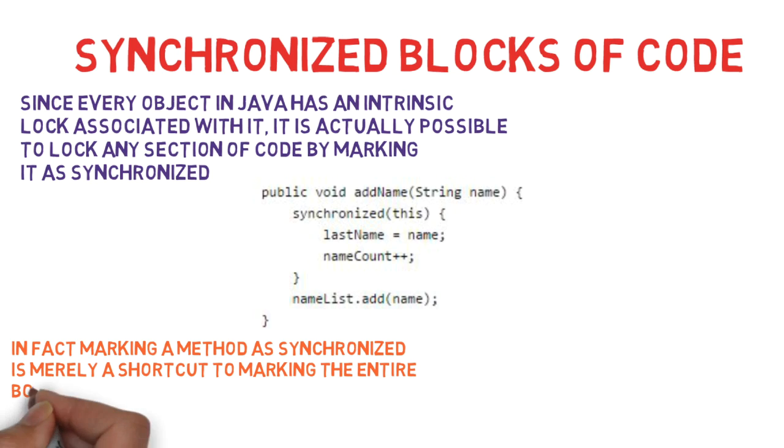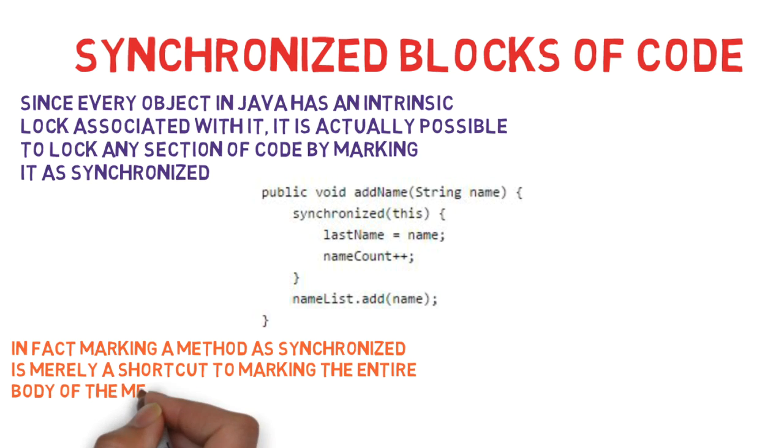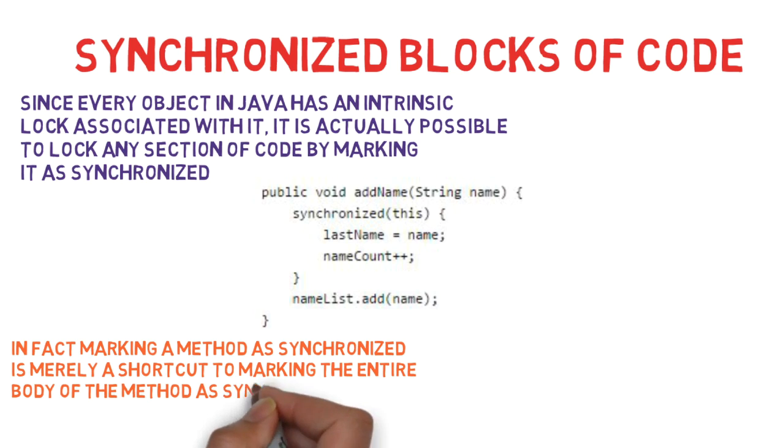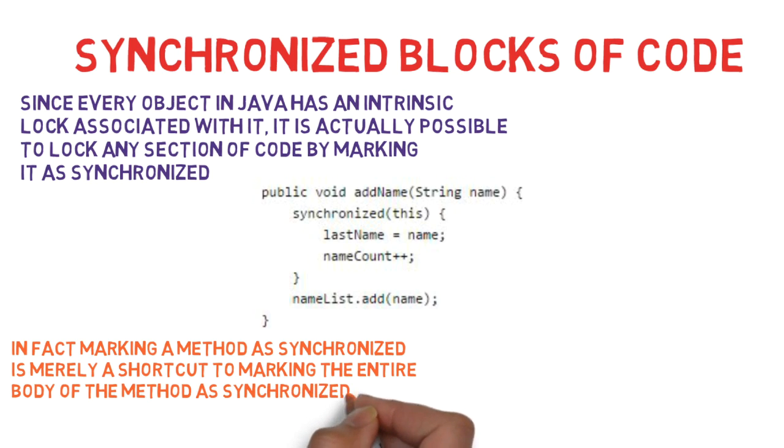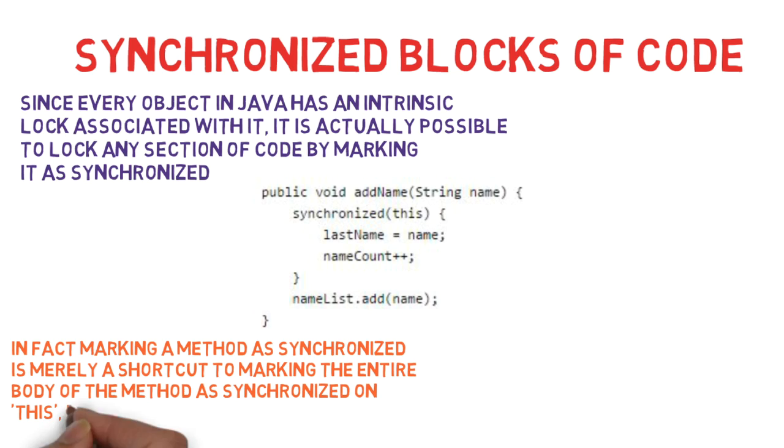In fact, marking a method as synchronized is just a shortcut. It's the shortcut to mark all the lines of code in that method to be under the synchronized block. So basically, marking synchronized on a method is the same as specifying synchronized and in brackets this for all the lines of code that exist within a method.